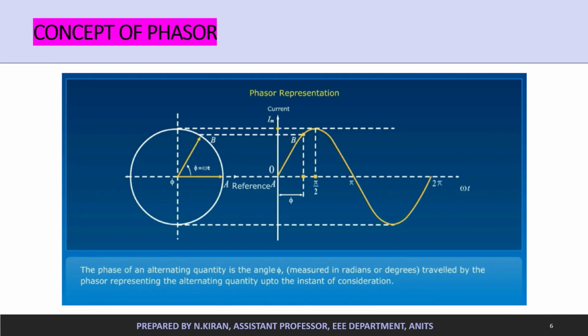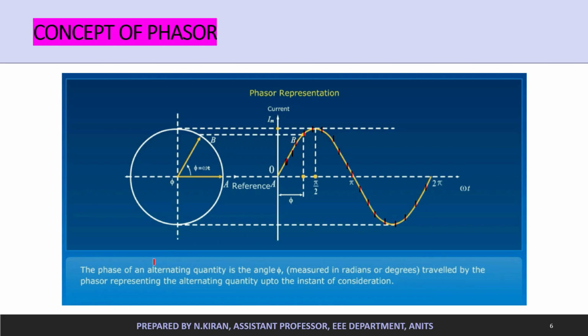The concept of phasor. Every alternating quantity is represented in terms of a phasor, because at every instant the value of the alternating quantity is changing with respect to time. Hence, performing mathematical operations is very difficult. So, in order to make our calculations and analysis simpler, every alternating waveform is represented in terms of a phasor.